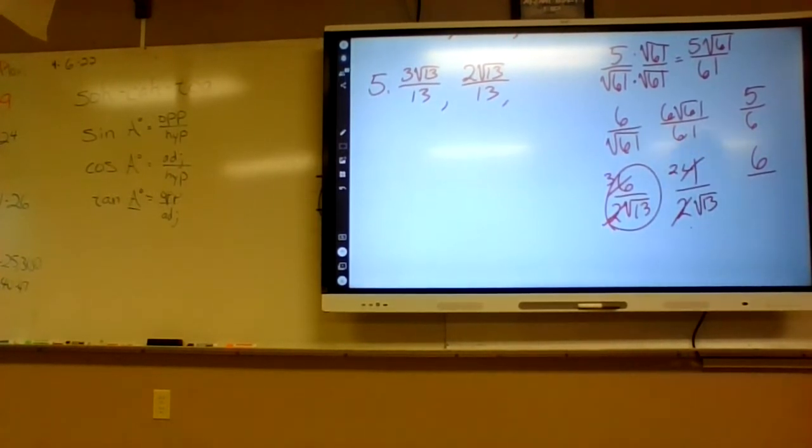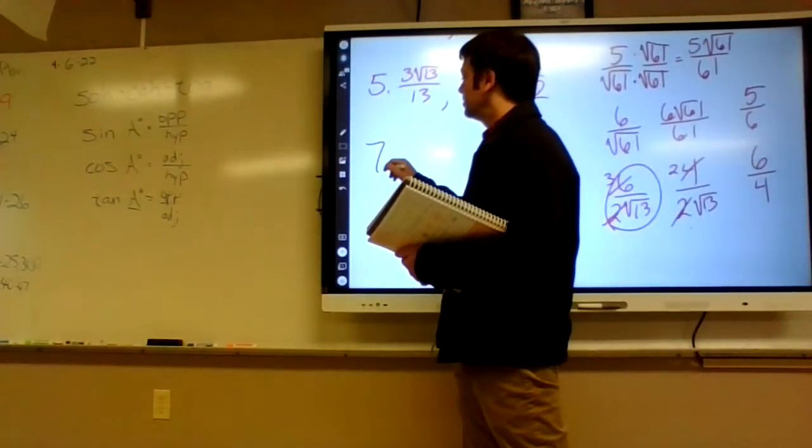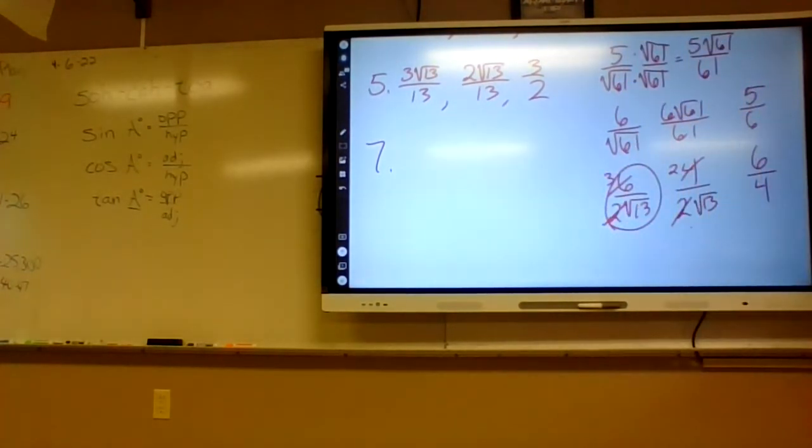Adjacent means right next to, but it's not the hypotenuse. So what's right next to angle y? 4. And you guys know what 6 over 4 is? 3 over 2. Okay.